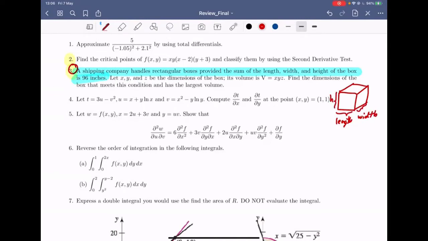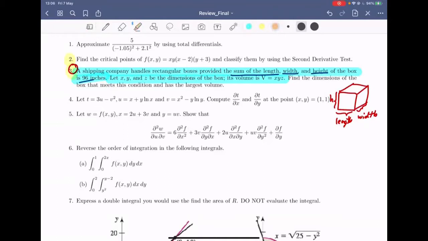But the question says that you need to meet the condition that the sum of the length, width, and height is equal to 96. And then the question says if you let x, y, and z be the dimensions of the box, then the volume is going to be V equals xyz. It does make sense because it's just length times width times height.